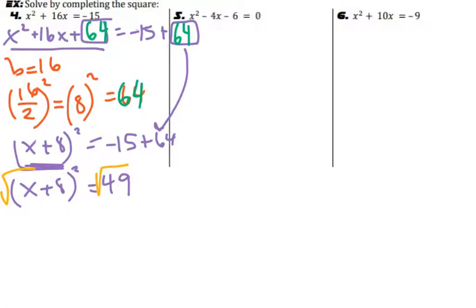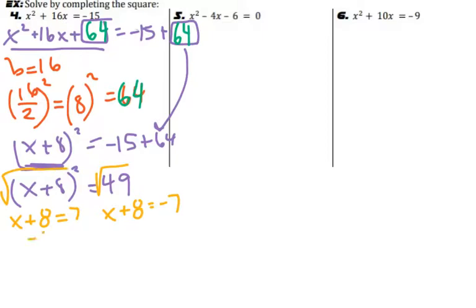Now remember, when we square root 49, there are two possible things that I could get: positive 7 and negative 7. So from this point, I'm going to create two separate equations. I'm going to create an equation where x plus 8 equals 7. I'm also going to create an equation where x plus 8 equals negative 7. And again, you can go back and watch the video on the section before this, solving using square roots, because we're applying that right now.